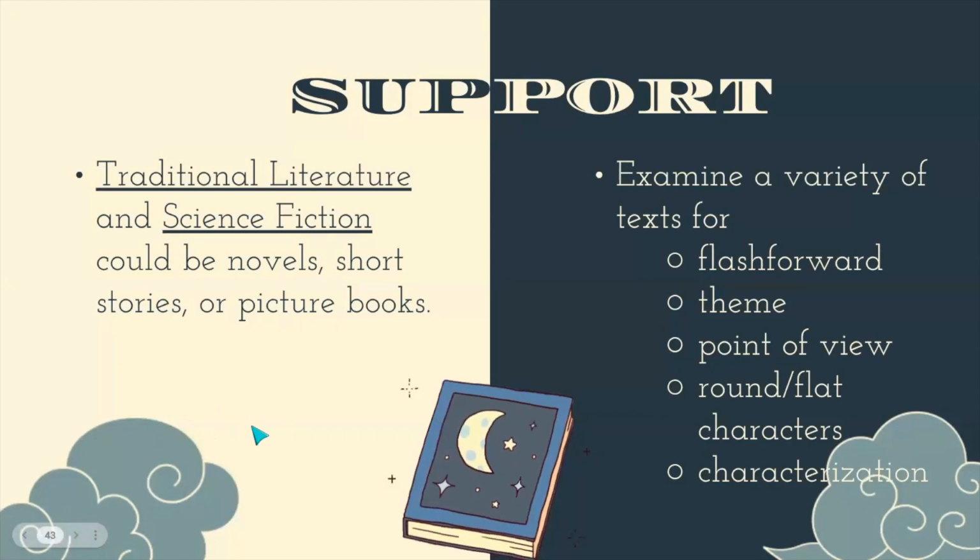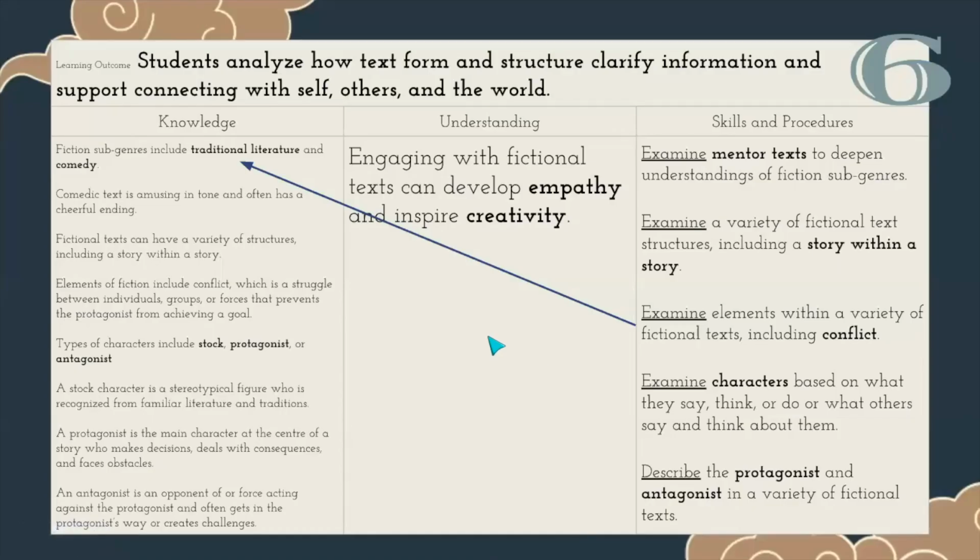Theme, point of view, round and flat characters, and how we build out characters are all going to be elements that we look for within these particular genres. Now, in grade 6, it specifically mentions that we're looking at mentor texts. So we're looking at stories or examples of these texts where we can see these particular elements. We're looking at fictional texts to develop our empathy and inspire creativity. So you could then connect that piece to writing and that writing organizing idea.